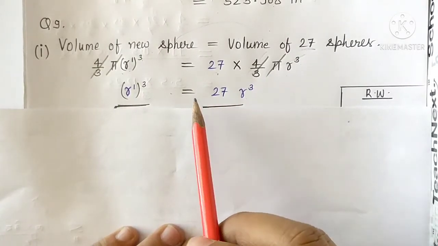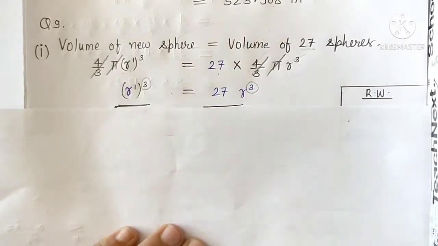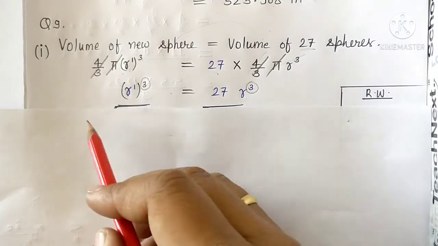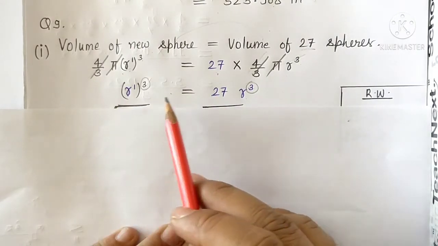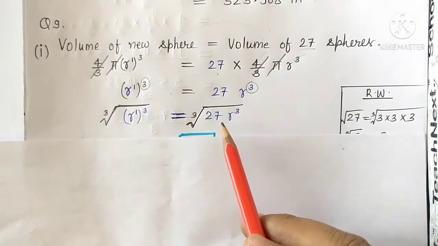Now we have to find what? Only r value. So we have to remove this cube, no? So what can we do? We can take the cube root of both sides. So it will come: cube root of r dash cube and cube root of 27 r cube.